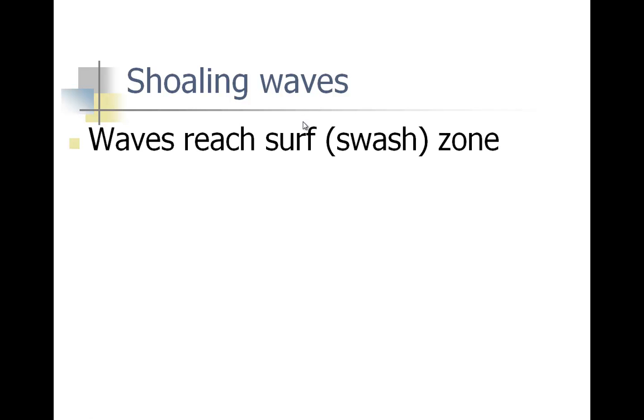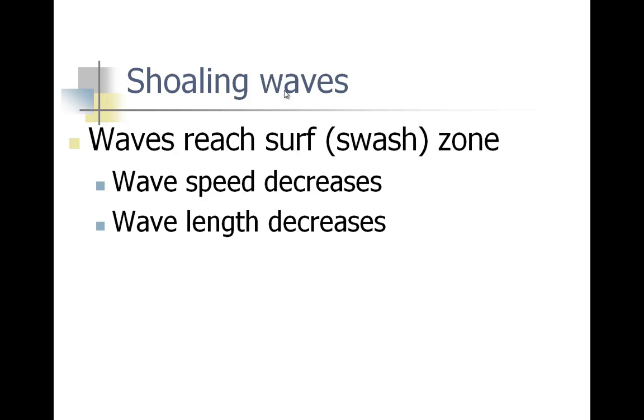These are when they actually hit the surf, or what's called the swash zone. If you've ever been to a beach, this is where the waves are breaking. Basically what happens is the wave speed decreases, so the first wave hits it and slows down, the second wave comes in and catches up to it, so the wavelength decreases, and as you slow down the wave, the water piles up and you get a much taller wave.